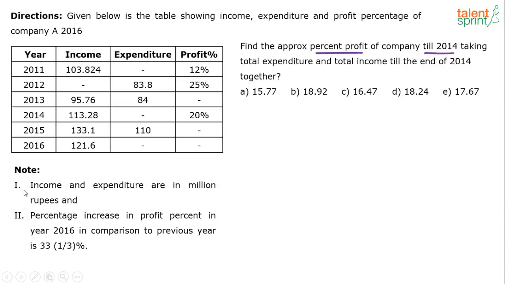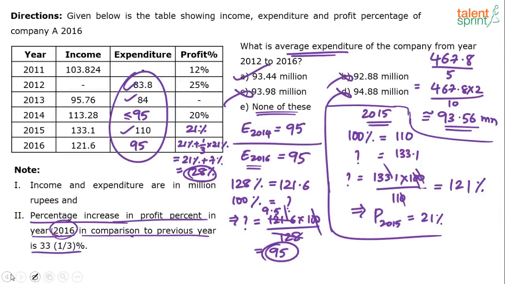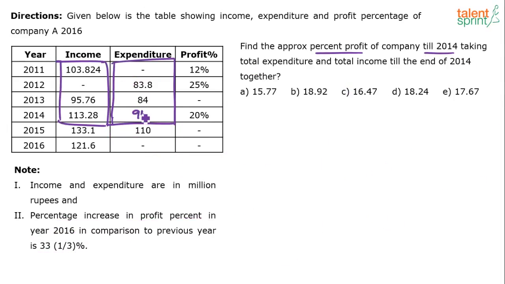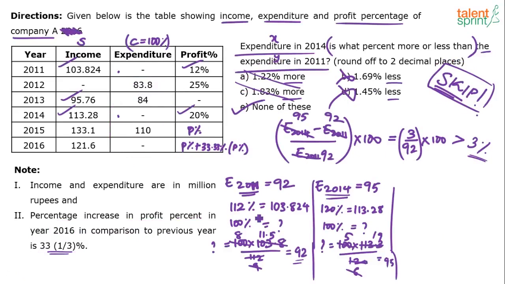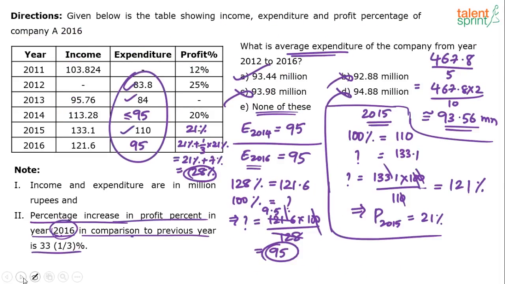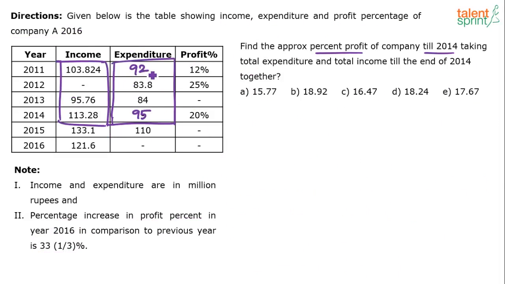Yeah, so let's see how we work. Total income, so we have to add these four values. Total expenditure, we have to add these four values. Let me just go back to the previous questions and get those values that we have already calculated. I don't want to spend our time doing that again. So this was 95, I guess. Expenditure in 2014 was 95. Expenditure in 2011, have we calculated somewhere? Yes, we calculated expenditure in 2011 as 92 for the first question. So this was 92. Then the only thing left out is the income of 2012, and that you know how to do, right?